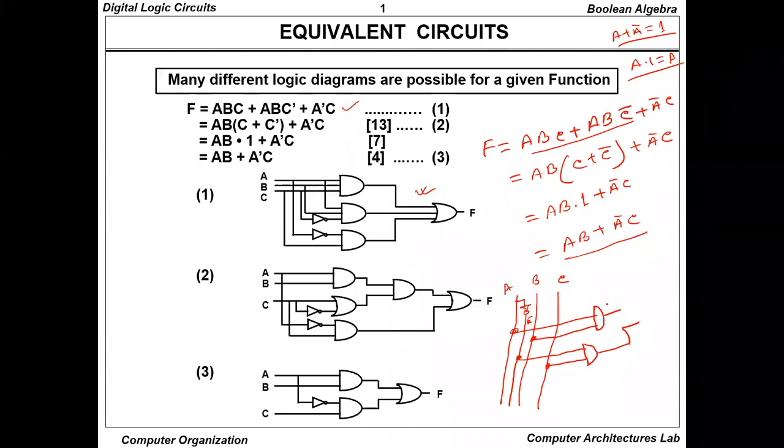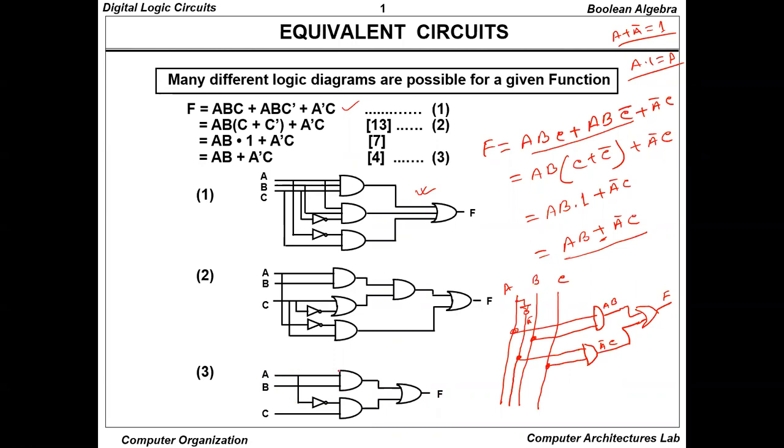This is AB, and this is A bar C. These two go into an OR gate. So we use an OR gate, and this is equal to F. So this is your circuit, this is the final circuit. This circuit and the previous circuit are the same.